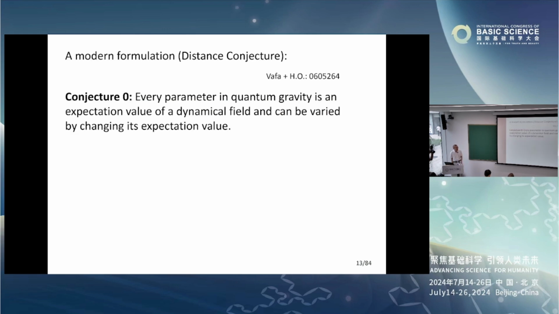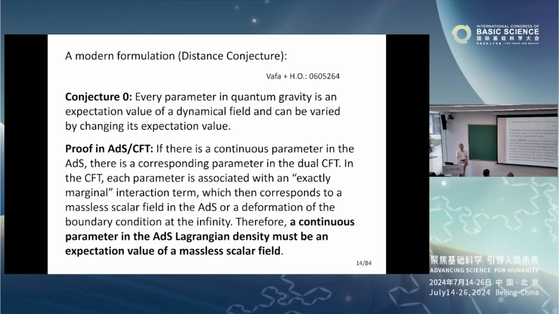So is there a modern formulation of this Einstein's claim? It is conjecture zero of my paper with Cumrun in 2006. There we say that every parameter in quantum gravity is an expectation value of a dynamical field and can be varied by changing its expectation value. Okay, in the context of the AdS/CFT correspondence, there is actually almost a proof of this statement.